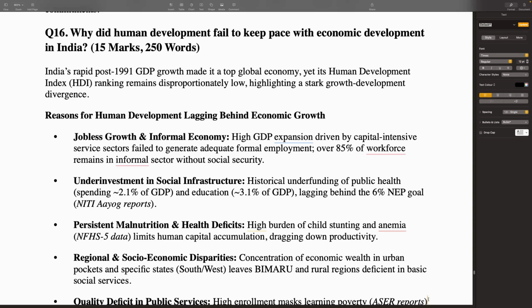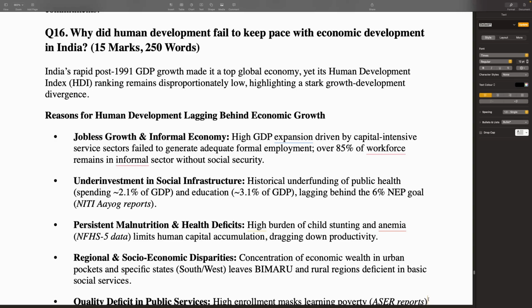Jobless growth and informal economy: high GDP expansion driven by capital-intensive service sectors failed to generate adequate formal employment. Over 85% of the workforce remains in the informal sector without social security. Underinvestment in social infrastructure: historical underfunding of public health, spending around 2.1% of GDP, and education, 3.1% of GDP, lagging behind the 6% NEP goal, NITI Aayog reports.